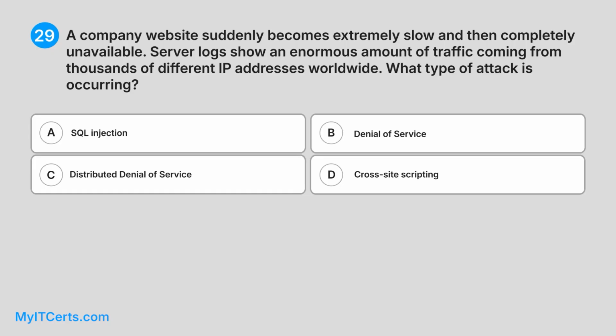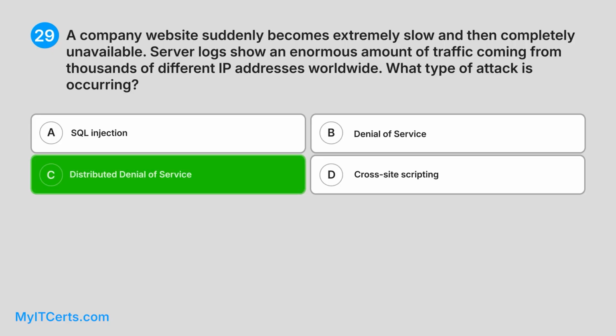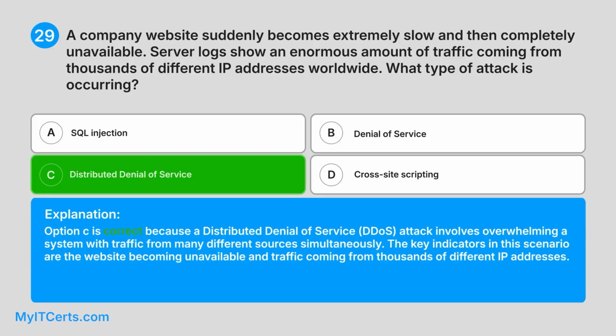Correct answer. C. Distributed denial of service. Explanation. Option C is correct because a distributed denial of service, DDoS, attack involves overwhelming a system with traffic from many different sources simultaneously. The key indicators in this scenario are the website becoming unavailable and traffic coming from thousands of different IP addresses.